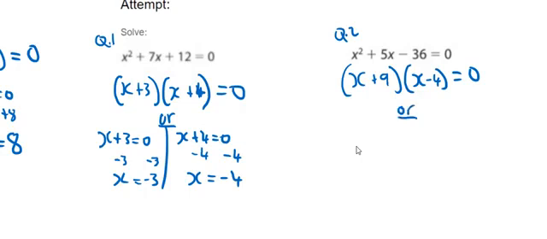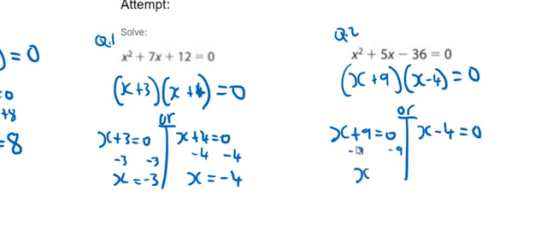Therefore we get two answers again. So x plus 9 equals 0 or x minus 4 equals 0. Therefore subtract 9, so x equals minus 9, or add 4, so x equals positive 4. So our two possible answers there are minus 9 and positive 4.